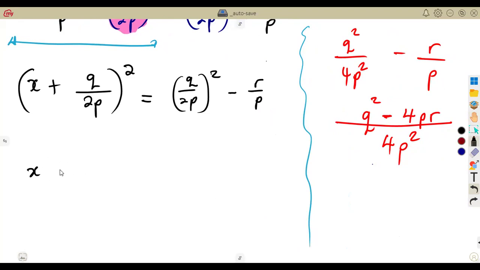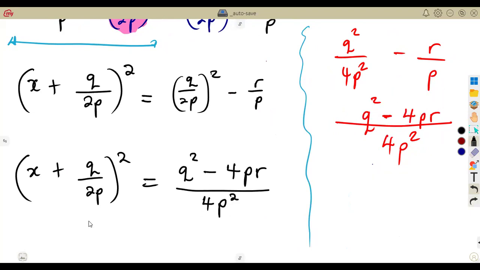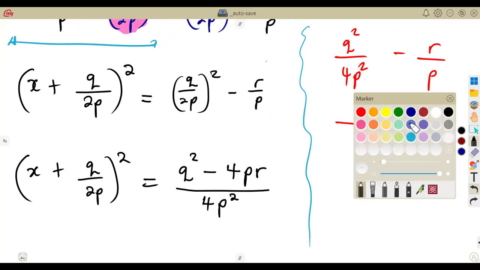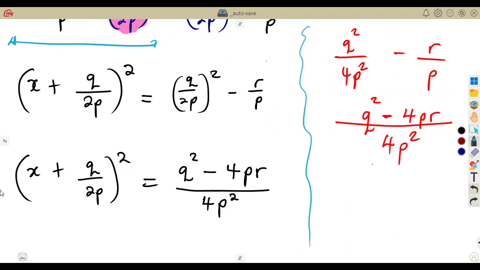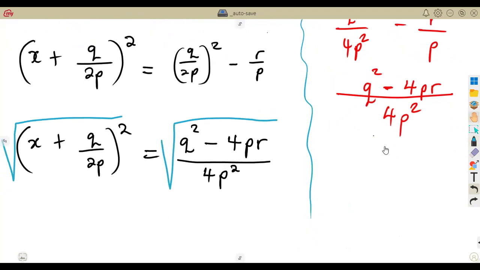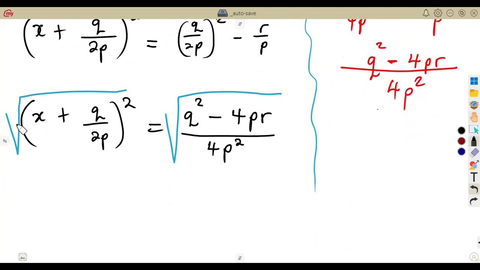So meaning to say we're going to have x plus q over 2p squared equal to this part that we obtained on the right-hand side, which is q squared minus 4pr over 4p squared. This is where you are. So introduce the square root. Remember, the same way that we had, guys, the square, to remove that square, you need the square root. So we're going to introduce the square root on that side, knowing that the square root of any number is a plus or minus, which is fine. Here it is simply to remove the square. So you're going to remain with x plus q over 2p like this, which is equal to, you simplify now the right-hand side.